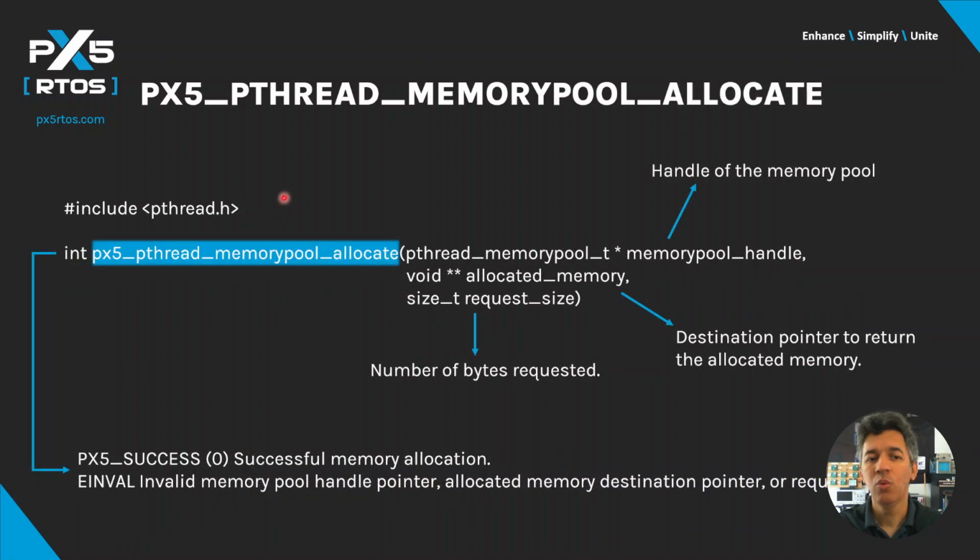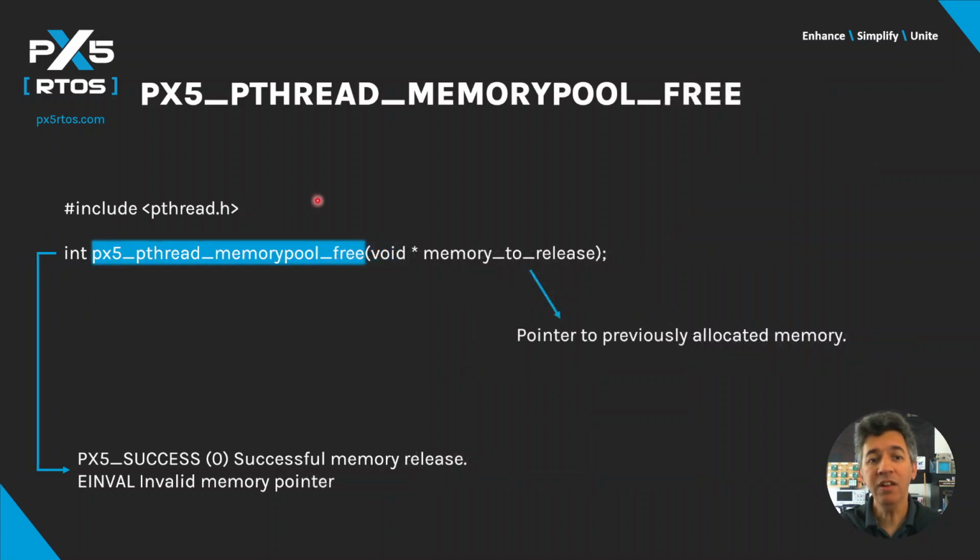And then, once the memory pool has been created, we can start allocating memory from it. We do that with a call to the memory pool allocate API, passing the handle of the memory pool, the destination pointer to return the allocated memory, and the number of bytes requested. As always, checking the return for errors. And finally, once used, we can return memory by calling the memory pool free API, passing a pointer to the previously allocated memory, and then checking the return for errors.